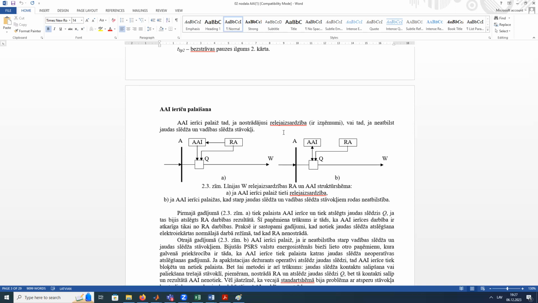There are two possibilities. This is a bus, this is a breaker or power breaker, this is a line, and this is the relay protection. In Latvian it is RA.